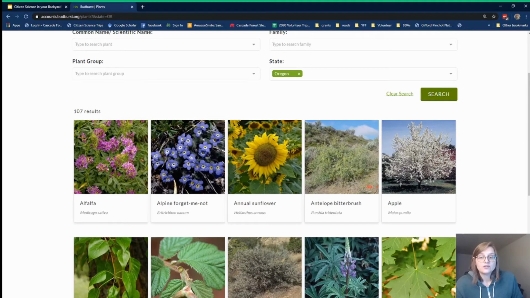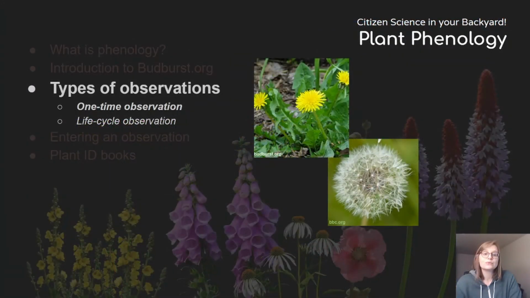And these are ones that you want to ideally observe, but you don't know if they're out there, so that kind of makes it like a scavenger hunt. So when you're going out for a walk, you can just make sure to keep your eyes peeled for those plants of interest. There are 2 types of observations you can make on your plants of interest. The first being a one-time observation and the other being a life cycle observation.